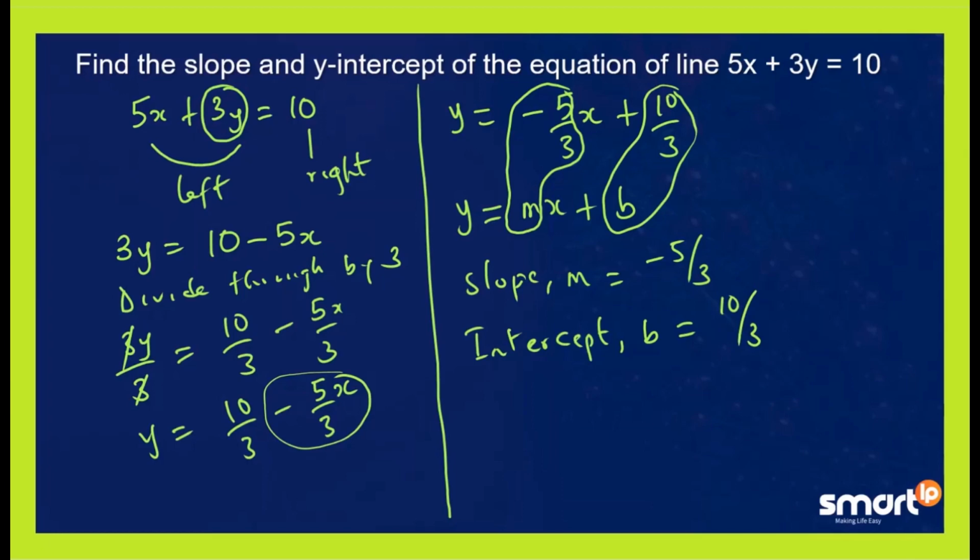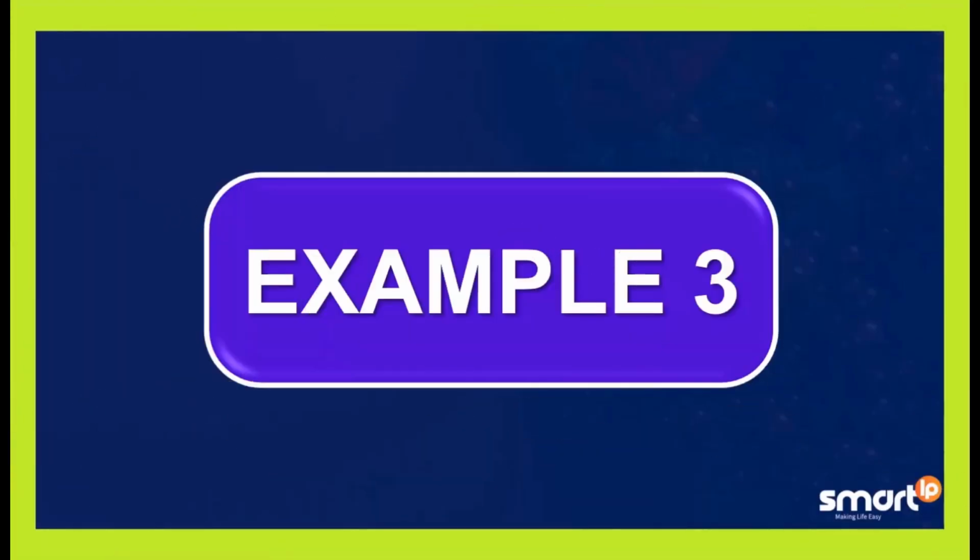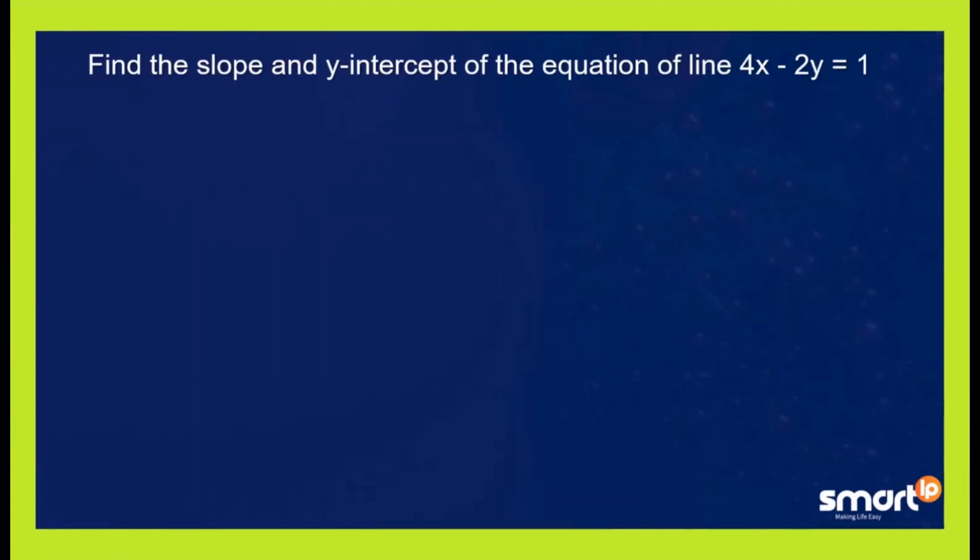Well done. Now let's look at the third example. We're asked to find the slope and y-intercept of the equation of line 4x minus 2y equals 1. Okay, so let's see how to do this. So first let's write the equation of line down: 4x minus 2y equals 1. So our step 1 is to make y the subject of the formula.